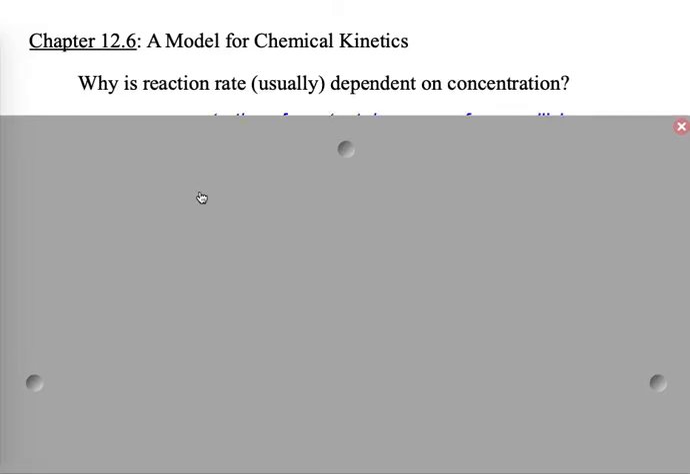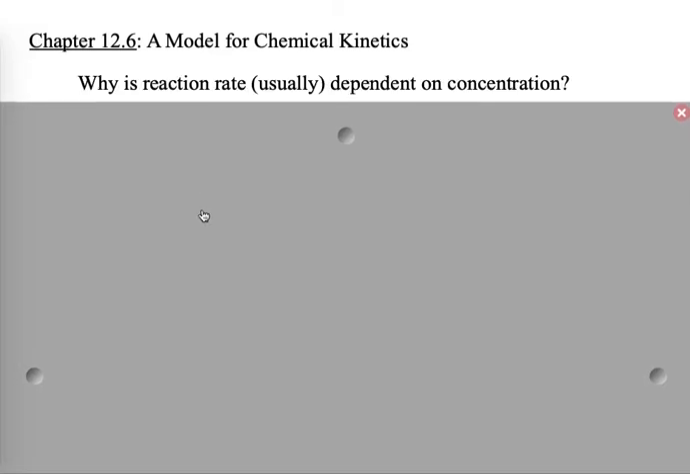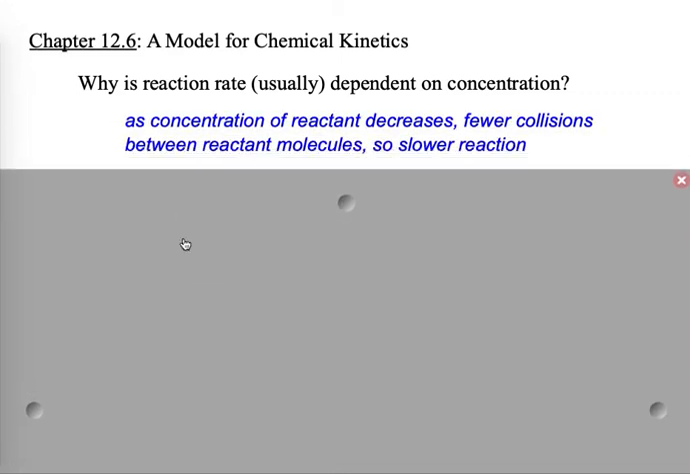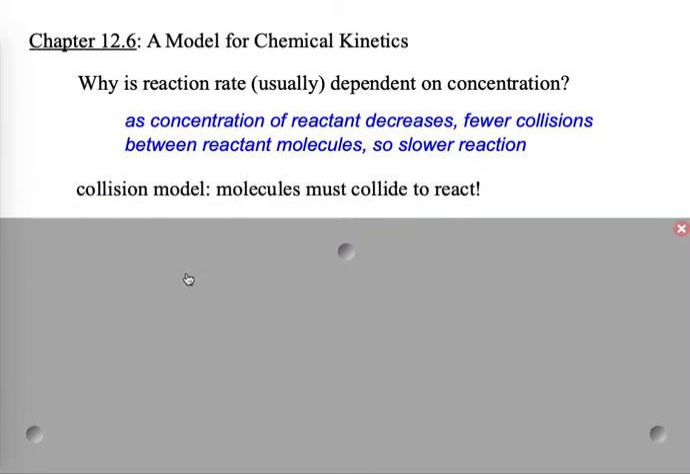In this video, I'd like to talk about Chapter 12.6, a model for chemical kinetics, namely the collision model. So, why is the reaction rate usually, in most cases, dependent upon the concentration of reactants? Well, as the concentration of reactants decreases, there are fewer collisions between the reactant molecules, so the reaction occurs more slowly. And that basically is the collision model.